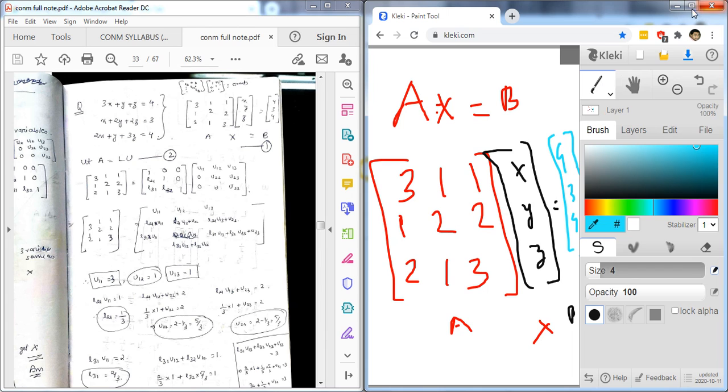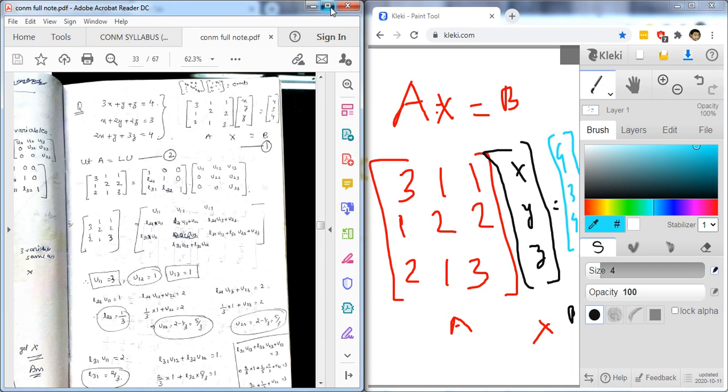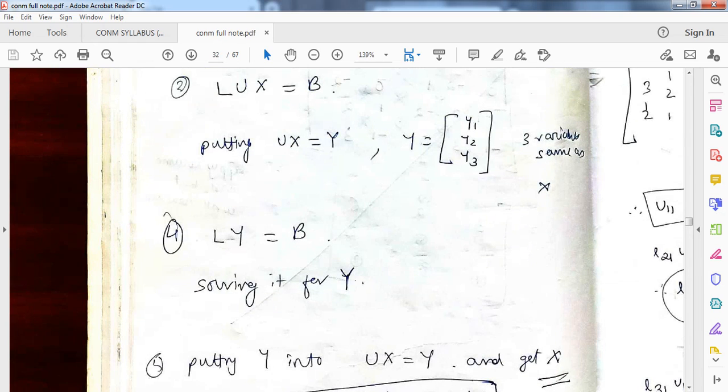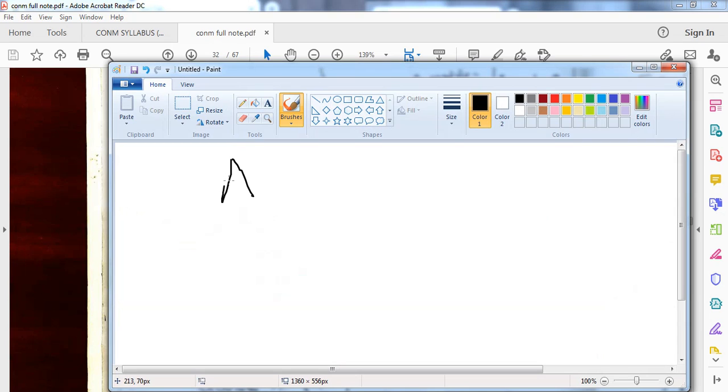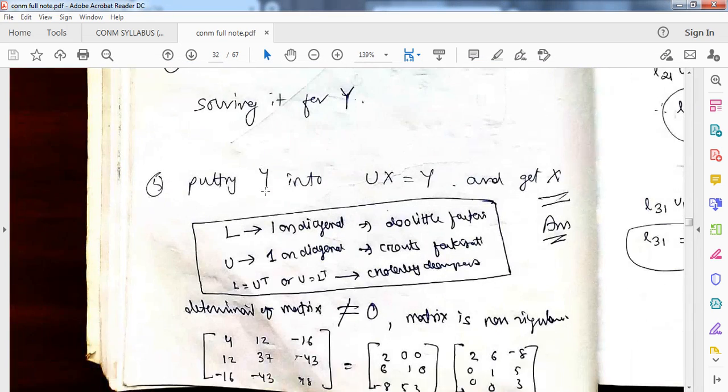So let's see how to approach this numerical. Now you know what is your A, you know what is your X, and you know what is your B. In this formula, initially I am going to assume that my A matrix is basically LU, meaning there are two matrices L and U which, when multiplied, I will get A. So that is the basic idea. Let's show you this with an example.